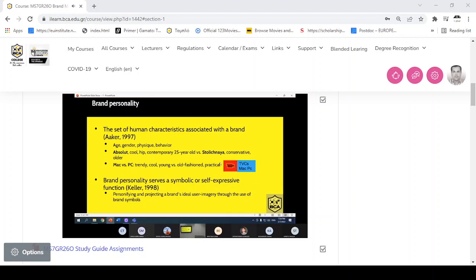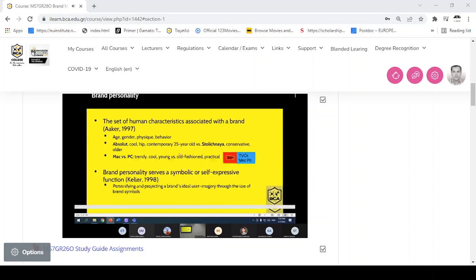Or the very famous, extensively aired Mac versus PC campaign. Any of you who have seen this campaign? It was very popular quite a few years ago, but it's very impactful because there are so many executions over more than 5 years that it has left its imprint on the advertising and brand literature. And this is a very indicative example of portraying brands in human terms: Mac has been portrayed as cool and young versus PC as old-fashioned and practical.